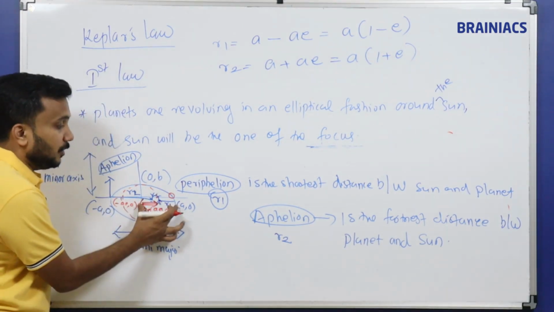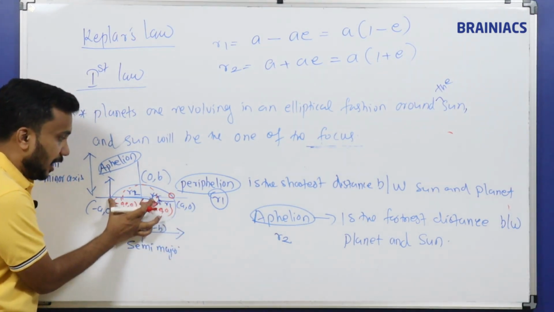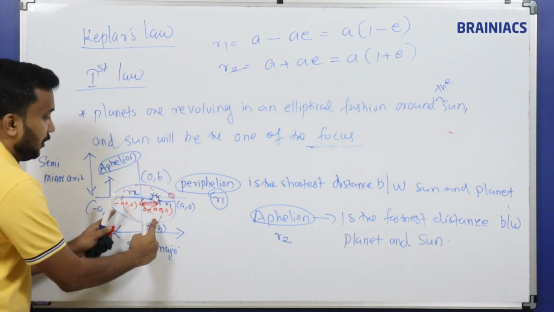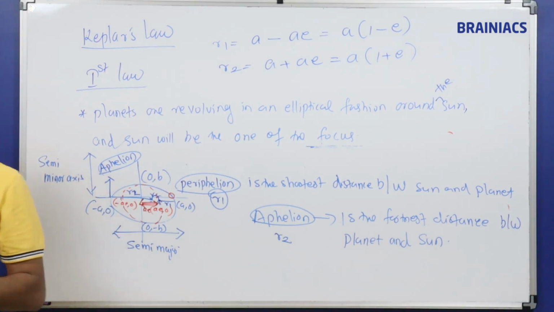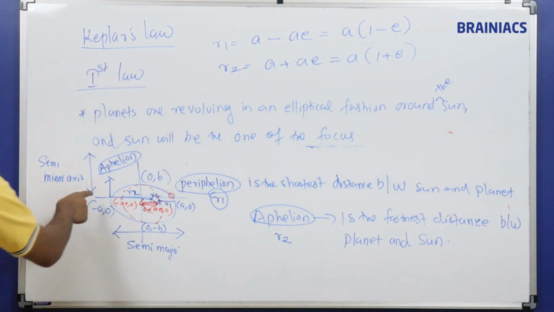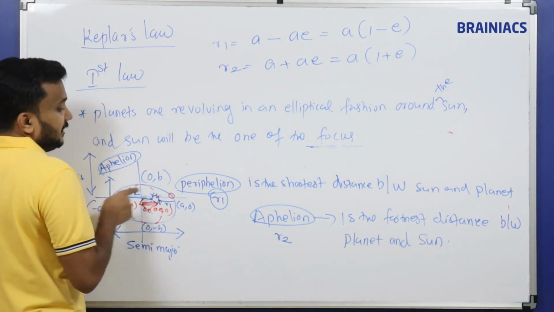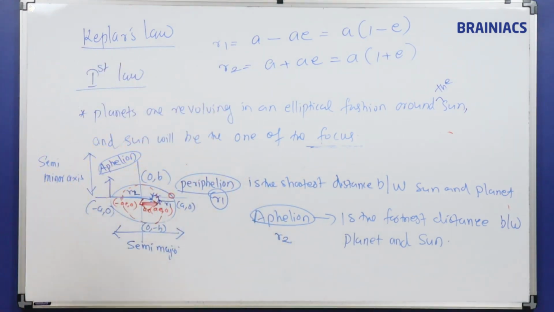So R1 is the total A minus ae. If you want R2, R2 is the distance from this point to this point, so it is A plus ae. That's what we have written. So perihelion is at a distance of R1 from the sun, and aphelion is at a distance of R2 from the sun. Everything we are calculating with respect to the sun only. Hope this is clear to you.